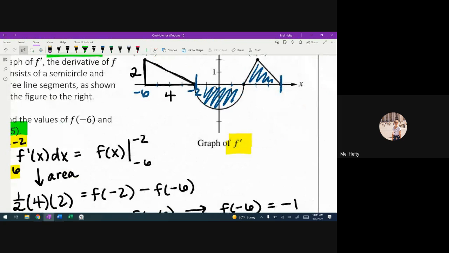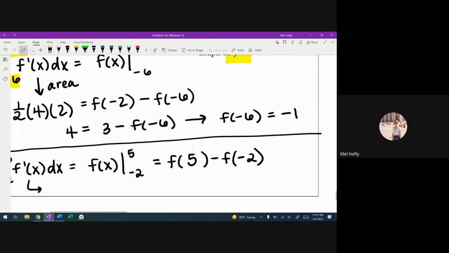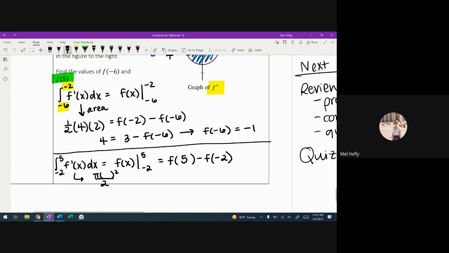Spoiler alert. All right. Anything you guys want to tell me about this semicircle? Yeah, that is half the area. Okay. Cool. So we have pi r squared divided by 2. Anyone else want to tell me about this semicircle?